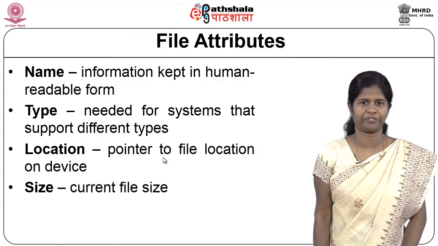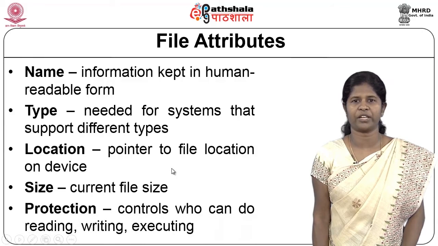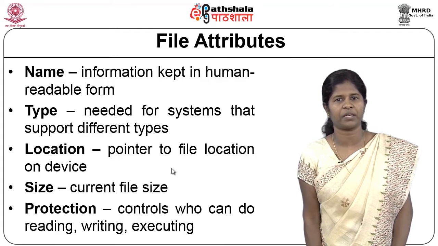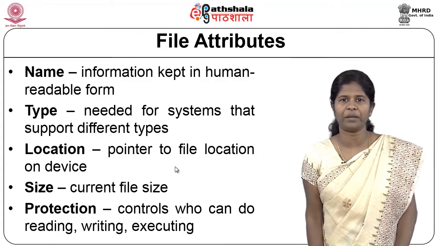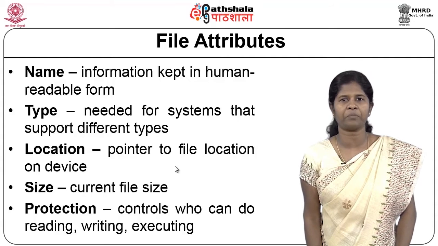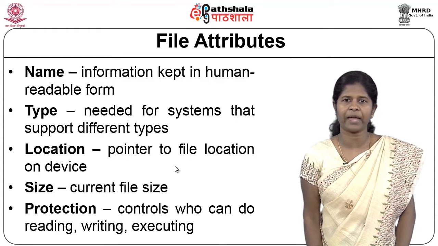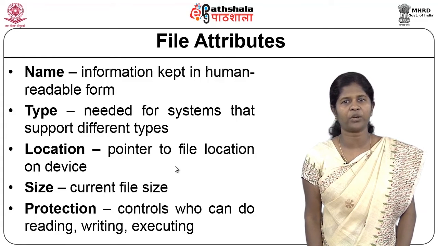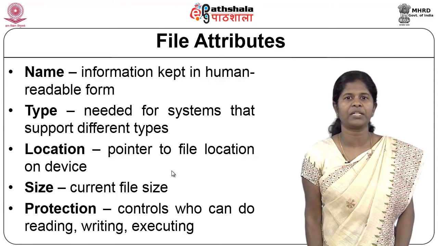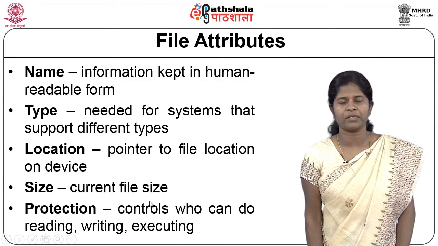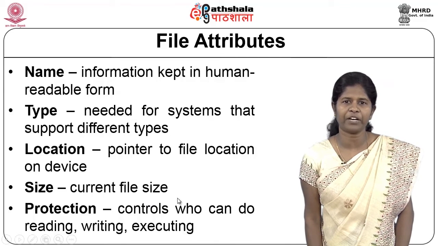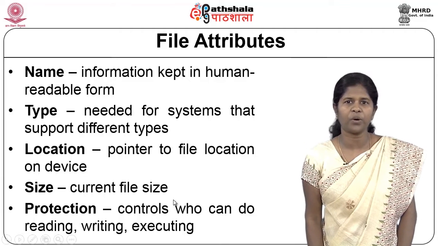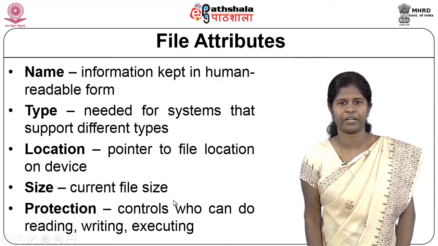Then you have the size of the file. Then protection information. So, a file can have different access permissions. Say you can have a file which can be used only for reading by certain people, and certain other people can use a file for writing, certain other people can use a file for executing, or you can have a combination of these permissions that are assigned for different people. So, based on that you can have different protection rights for different people. So, protection rights are also attributes of a particular file.